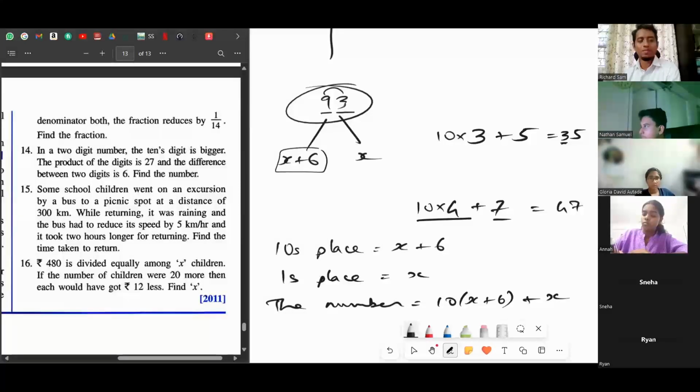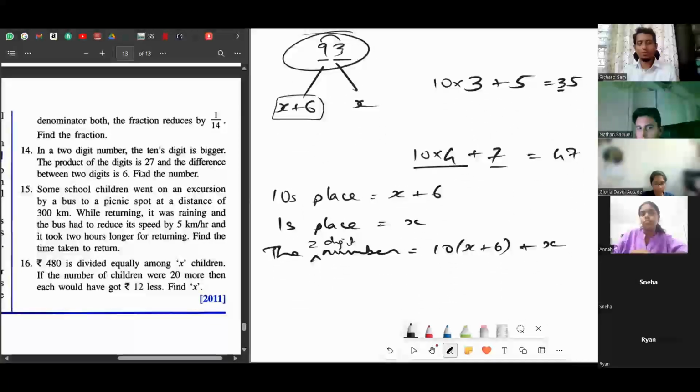Now coming back to the question. Equal to 25. The two-digit number is this one. In a two-digit number, the tens digit is bigger. The product of the digits is 27. And the difference between the two digits is 6. Okay, so we also know this. The product between the two digits is 27. How do we make that as an equation? Product of the two digits means x plus 6 into x is equal to 27.